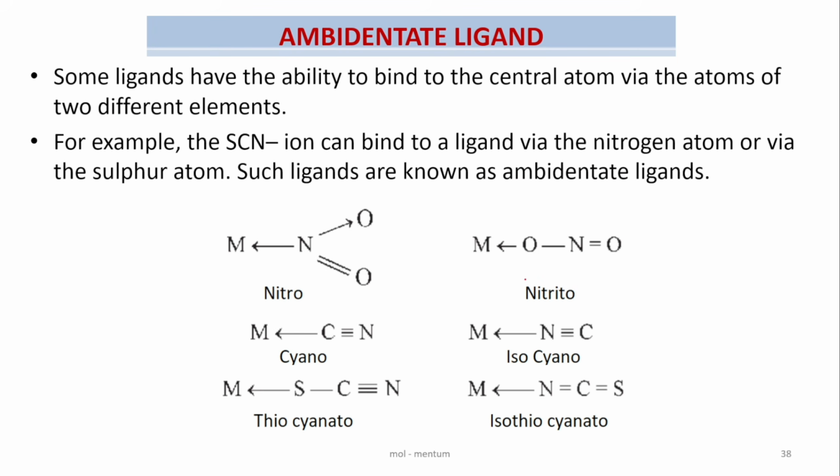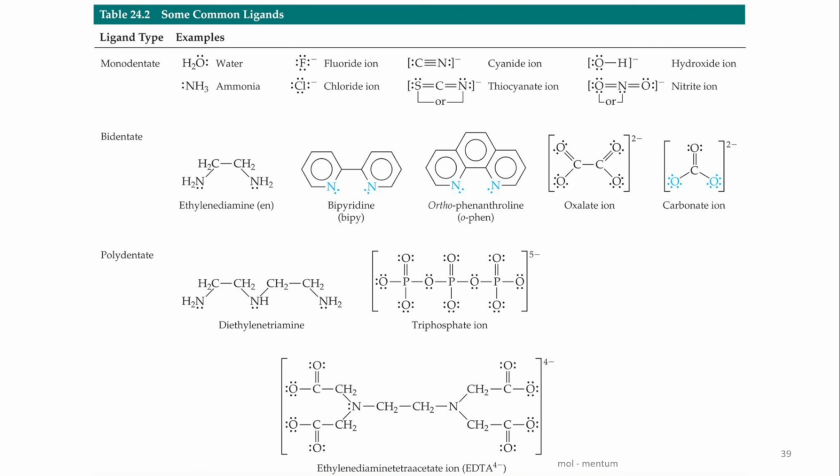Ambidentate ligands we have already discussed. Like we have nitro, then nitrito, cyano, isocyano, and then thiocyanato and isothiocyanato. So ligands having more than one donor site, like NO2, CN, SCN, and then we have cyano and isocyano. So this is a complete overview of the types of ligand.